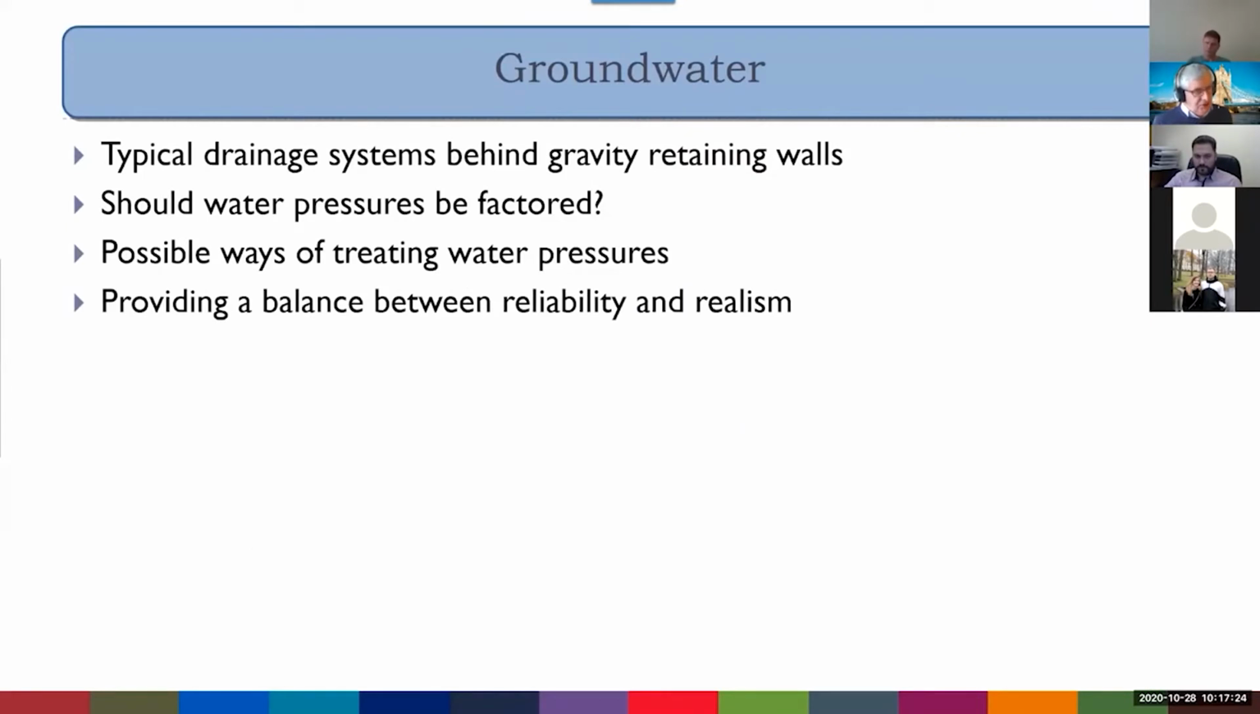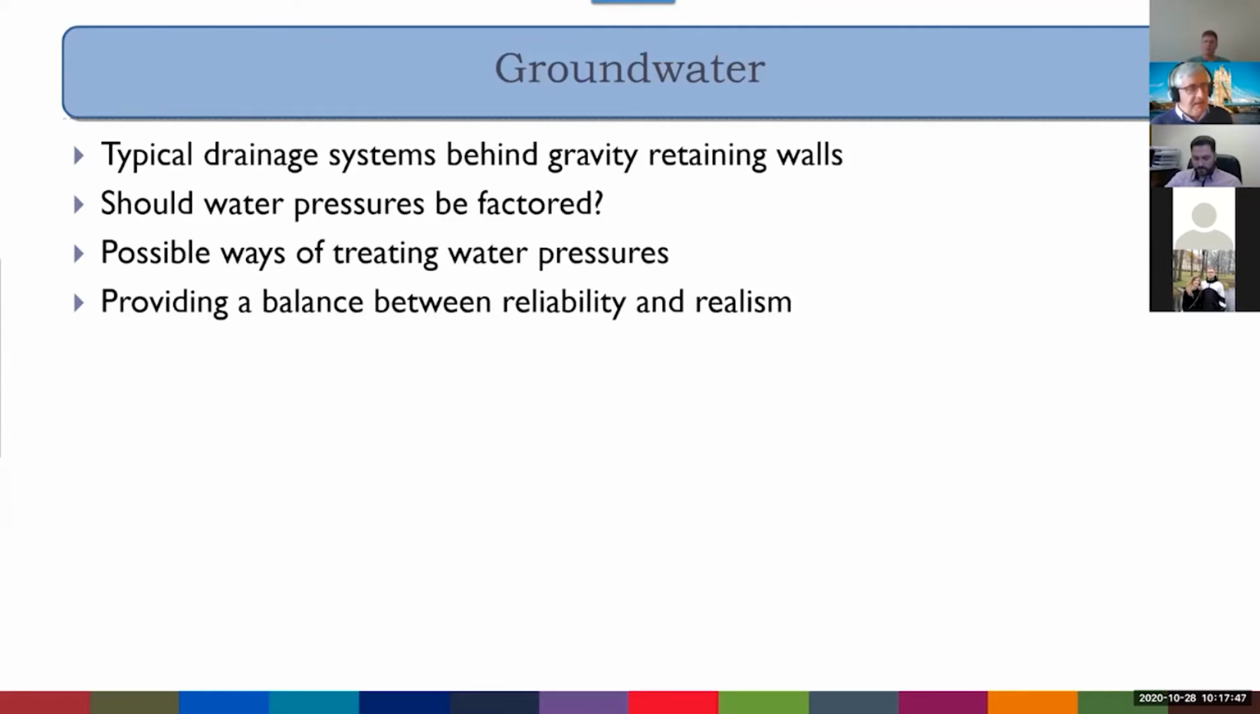Groundwater is a big issue in retaining wall design because water in the ground effectively halves its strength. If you think about it, when you've got total stress, no water, if you introduce the water, the effective stress is around half the total stress. You've reduced the shear resistance by half. So knowing what water you've got is very, very important.